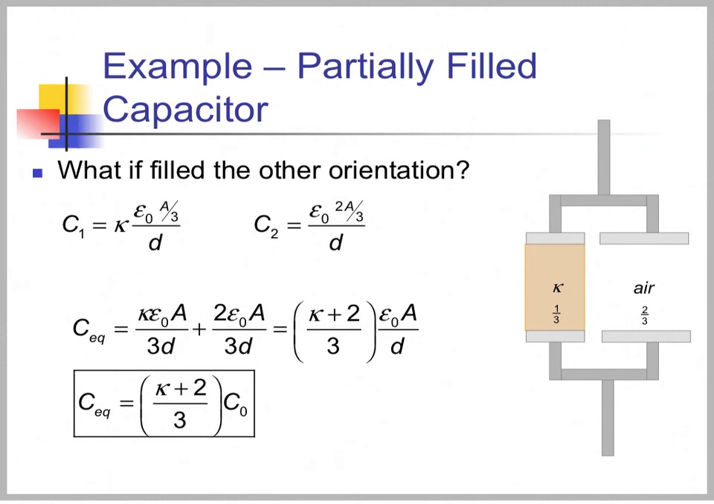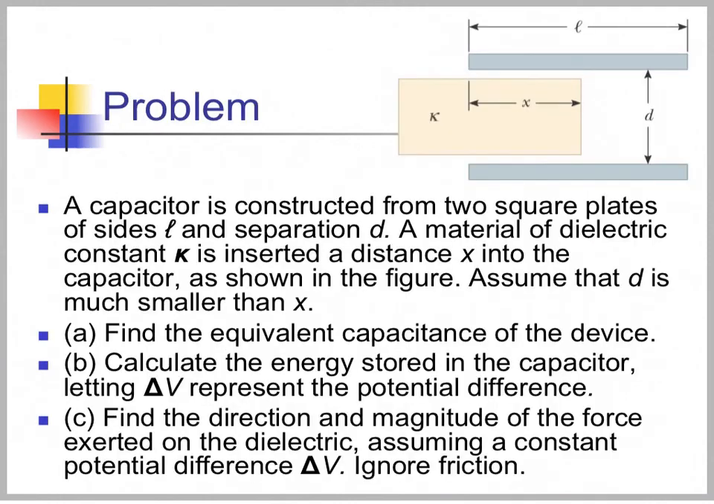These are in parallel, so we can just add it up to figure out the equivalent capacitance. We then have the same denominator, we can just add it up, and we get the equivalent capacitance as kappa plus 2 over 3 C naught.